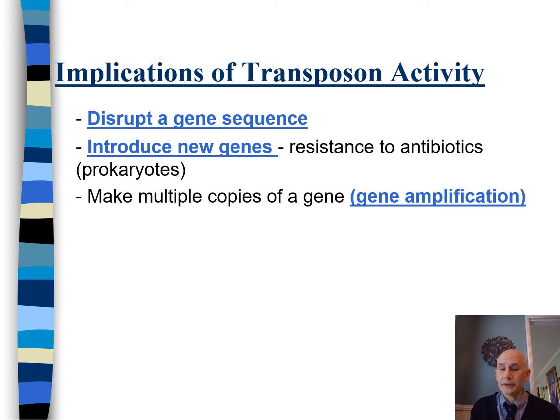So the problem with transposons is they're generally pretty random of when they happen. So that will disrupt a gene. If it's a prokaryote, it can transfer genes around like antibiotic resistance. If that gene in between the two insertion sequences is copied multiple times.